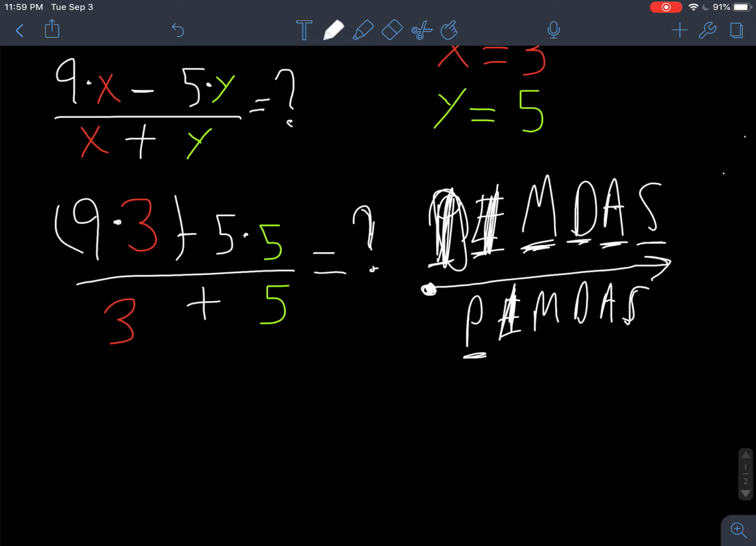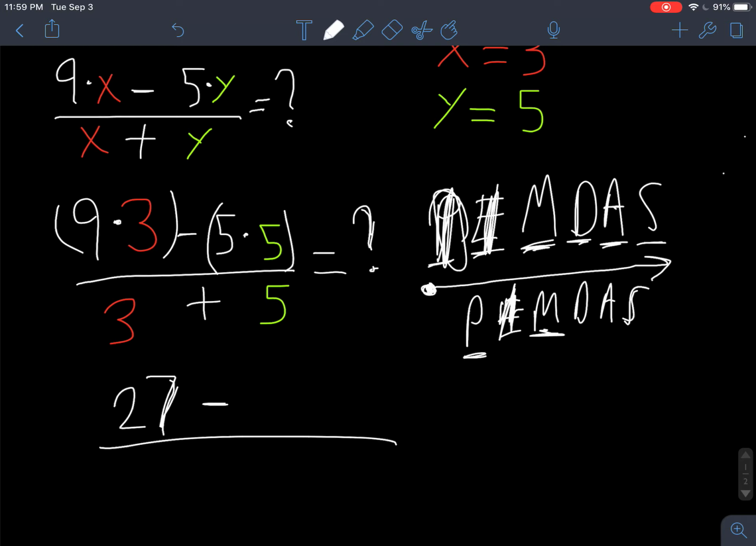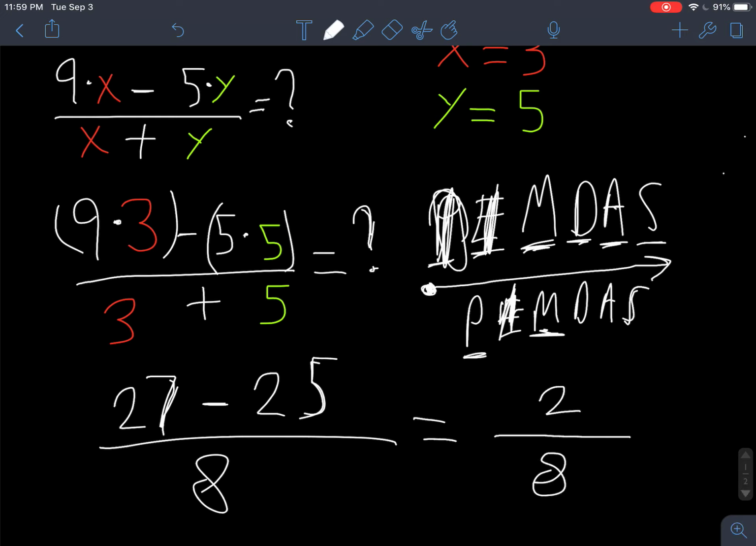Honestly, it's better to have parentheses, sorry. Do multiplication first. You have multiplication here, right? You don't have exponents, you have multiplication. 9 times 3, 27. Minus 5 times 5, 25. And this is an 8. If you add these two, you get an 8. Here we should end up with 2 over 8.